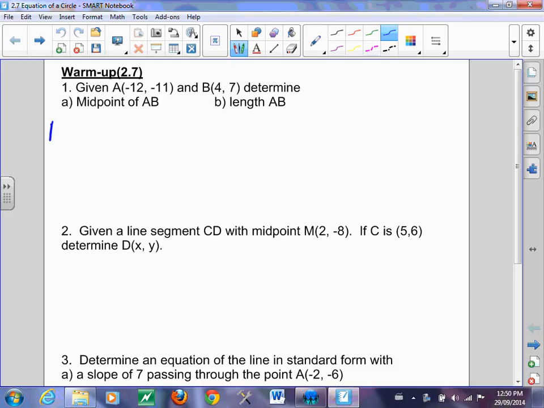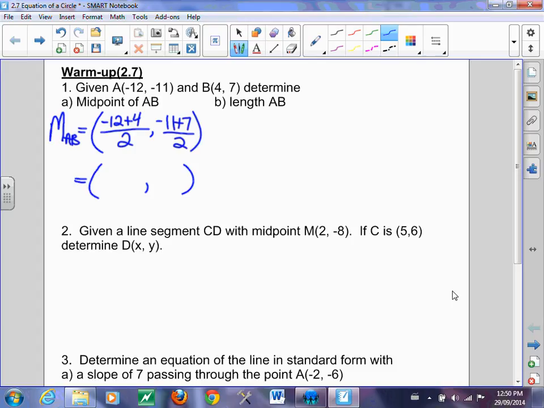Okay, so remember, midpoint is capital M, AB equals where you add the two x values, so negative 12 plus 4, and divide by 2, comma, add the two y values and divide by 2. And remember, this is an ordered pair, so you got to have your brackets and your comma. So I always do that ahead of time, guys, so that I know I've got an ordered pair. And I simplify the x-coordinate. It's going to be negative 4. And I simplify the y-coordinate and negative 2. If you have any questions with that, please come see me.